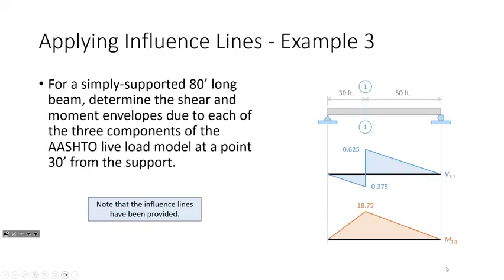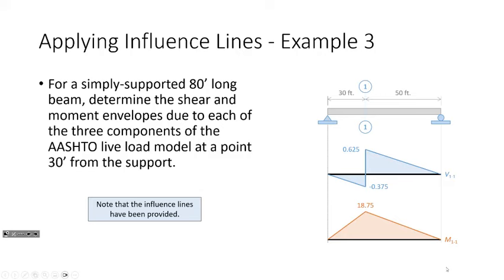And what I want to do to make sure that we understand how to apply influence lines to handle a real world problem is I want to do one, okay? So we're going to take a bridge that's 80 foot long, so an 80 foot long simply supported bridge, and I want to determine the shear and moment envelopes due to those three components at this section right here, okay? So we're actually going to be computing a lot of different values for this problem, okay? So let me get another marker. All right.